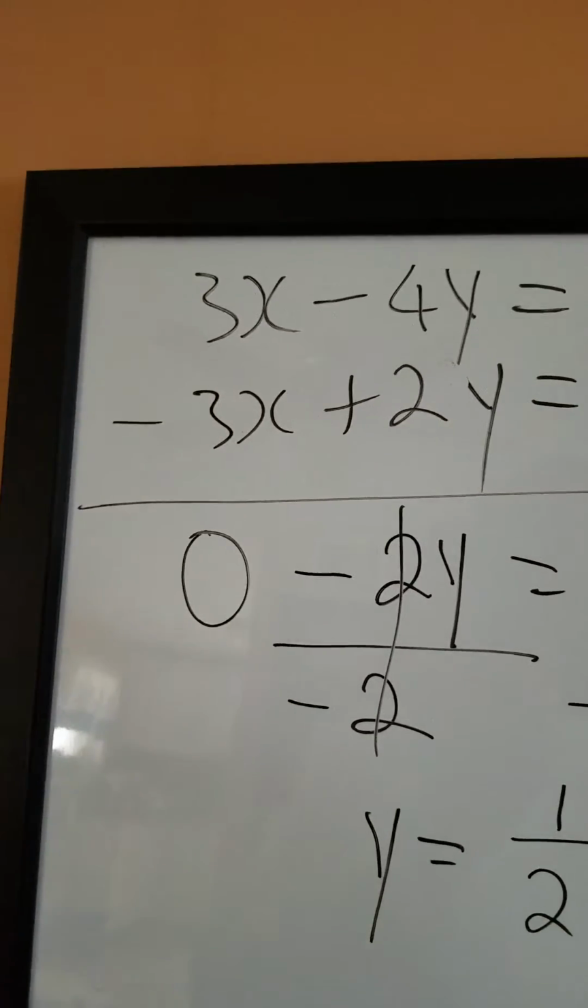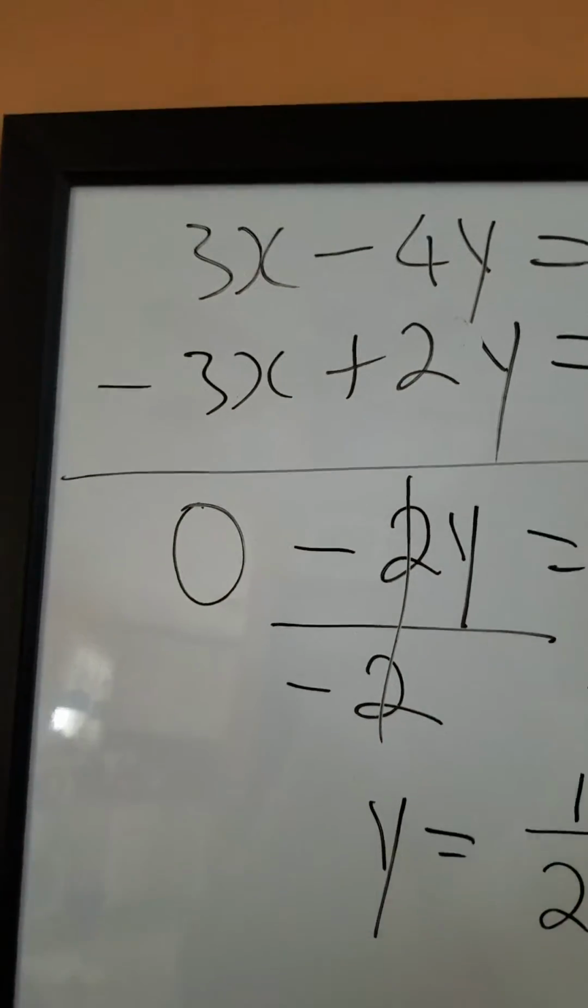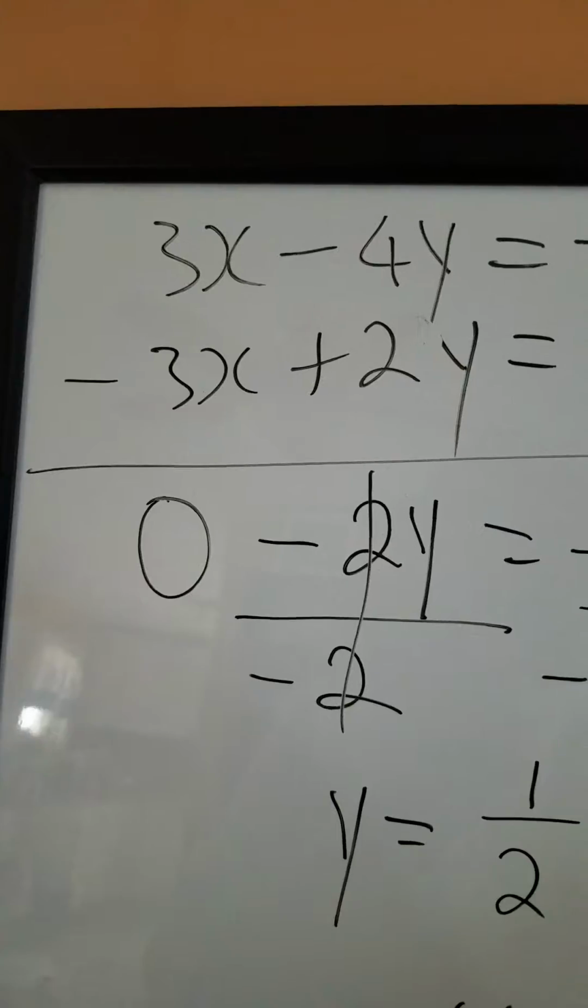Now this problem was set up nice and easy for us because the 3 was already positive, the 3x, and in the second equation the negative 3x was already negative, and so they canceled out quite easily for us. Let's try another system of equations where not everything is already set up so smoothly for us, and we will have to make the equation into what we need it to be.